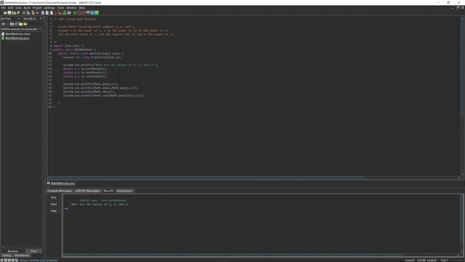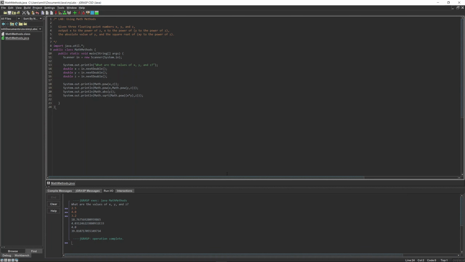Okay, compiled, no errors. What are the values for x, y, and z? So I'm going to take some random floating point numbers: 2.5 for x, 4.0 for y, and 3.2 for z. And it should compute. Those are my answers. I have a calculator.